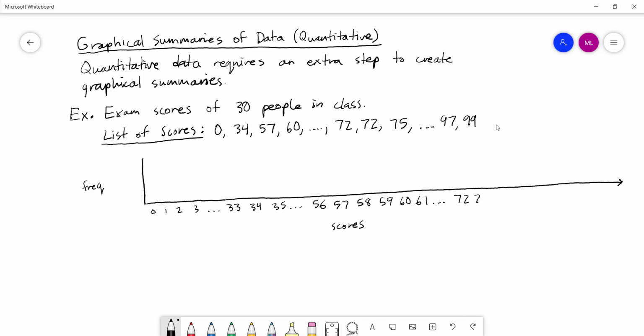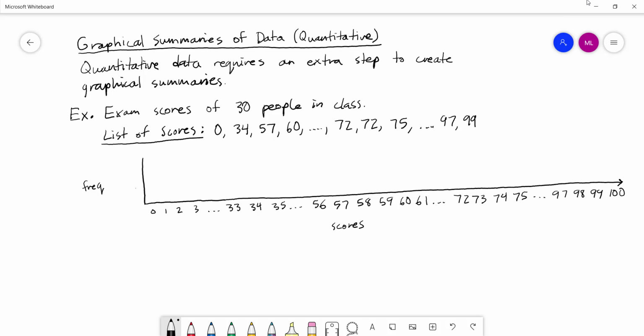72, 73, 74, 75, dot, dot, dot, 97, 98, 99, and 100. And even with all the dot, dot, dots, skipping the vast majority of numbers, this graph is already starting to look absurd. And then when we look at the frequencies, we're counting up how many people got each one of these scores. So how many people got a 0?